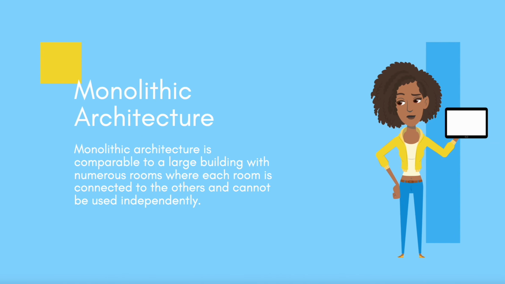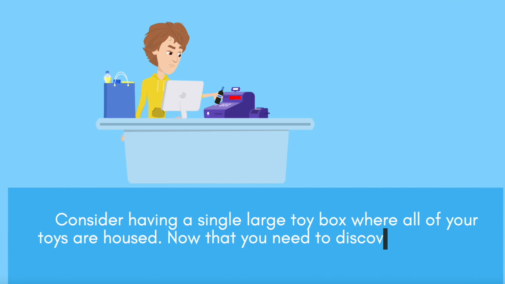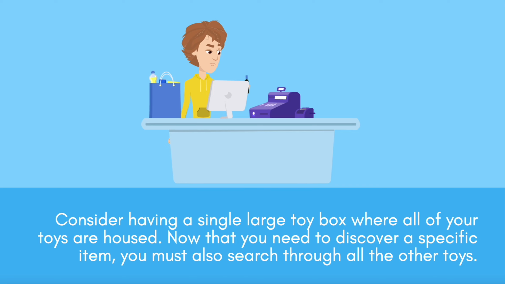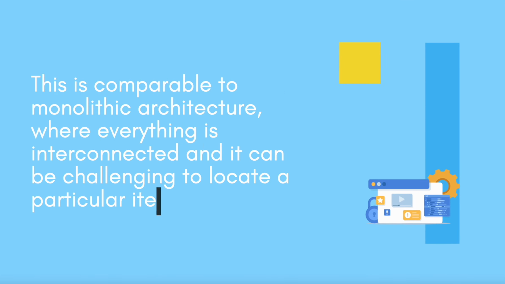Monolithic architecture. Monolithic architecture is comparable to a large building with numerous rooms where each room is connected to the others and cannot be used independently. Consider having a single large toy box where all of your toys are housed. Now that you need to discover a specific item, you must also search through all the other toys. This is comparable to monolithic architecture, where everything is interconnected and it can be challenging to locate a particular item.